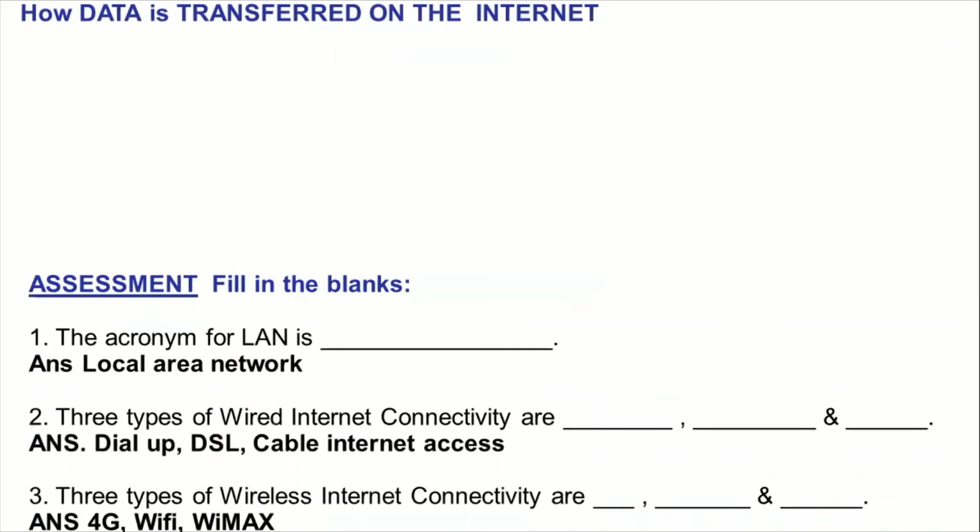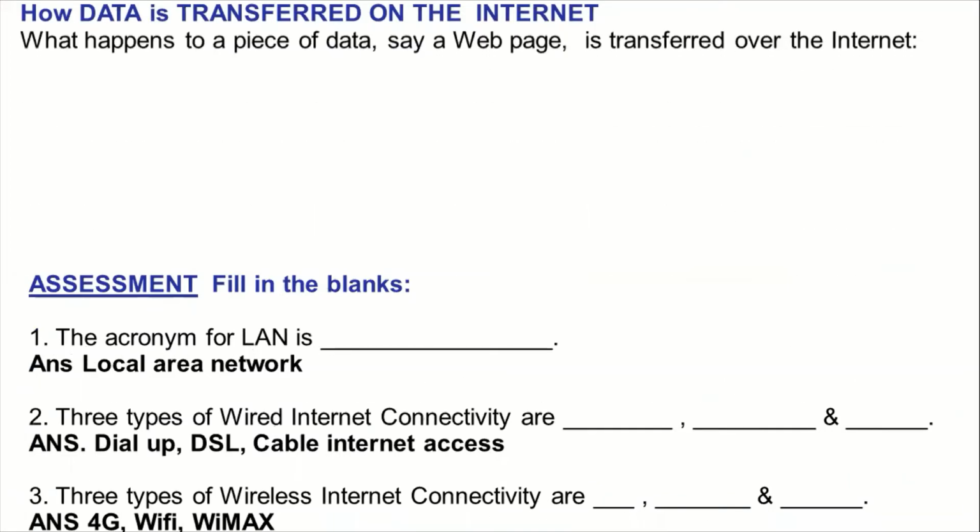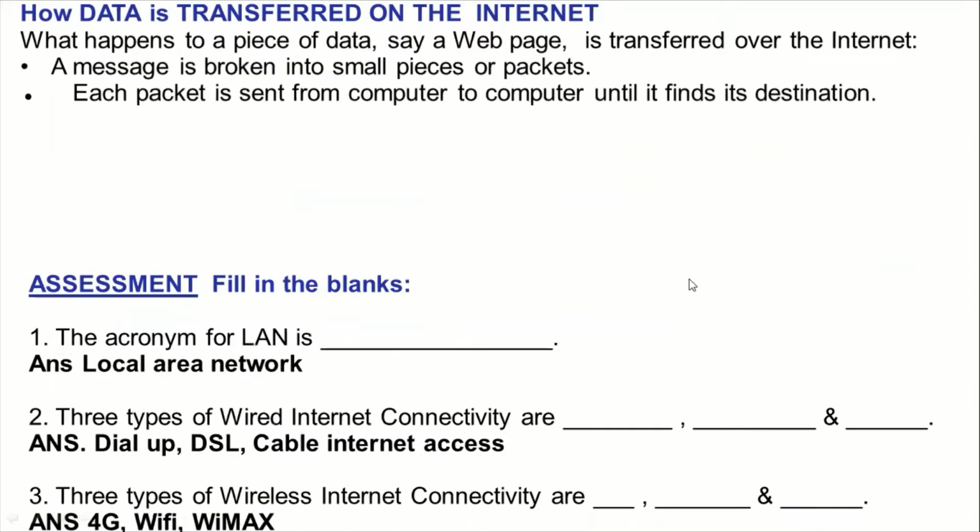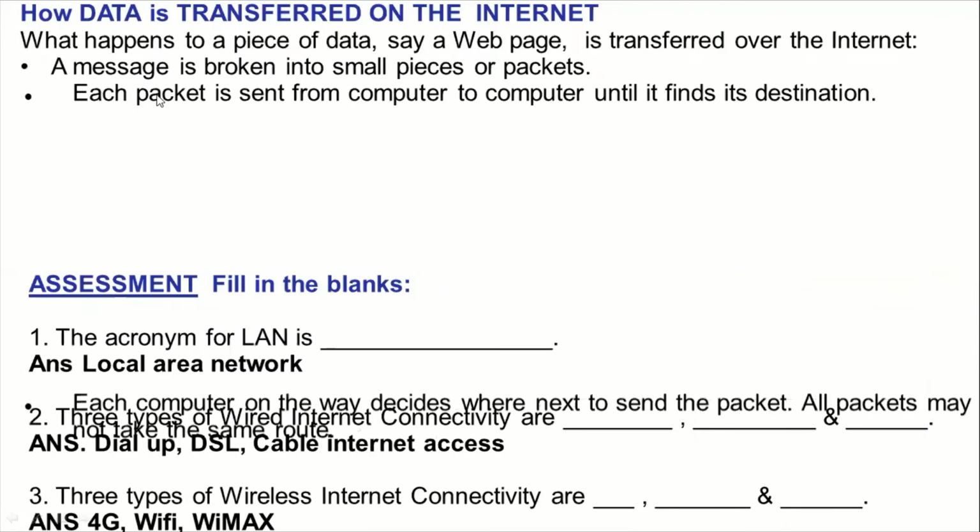How is data transferred on the internet? When you are transferring some message or information on the internet, what happens to that piece of data? First of all, the message is broken into small pieces or packets. Each packet is sent from one computer to another until it finds its destination. These packets may take different routes to reach the destination.